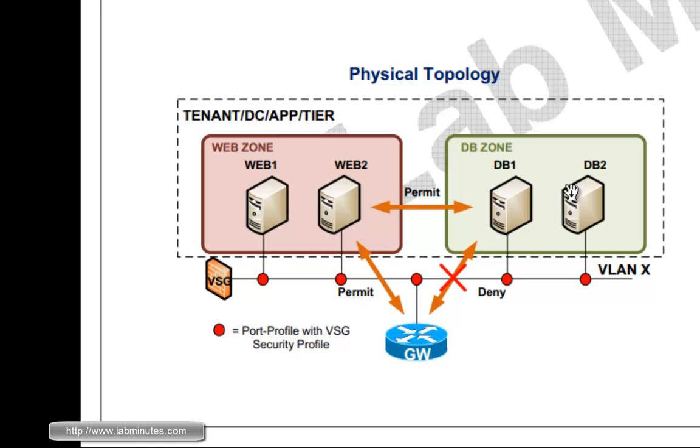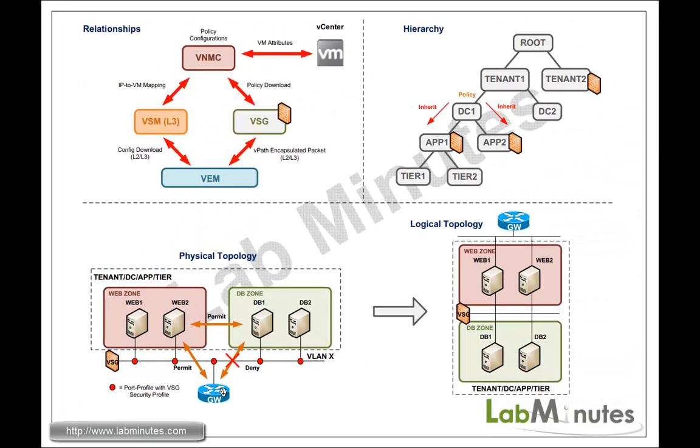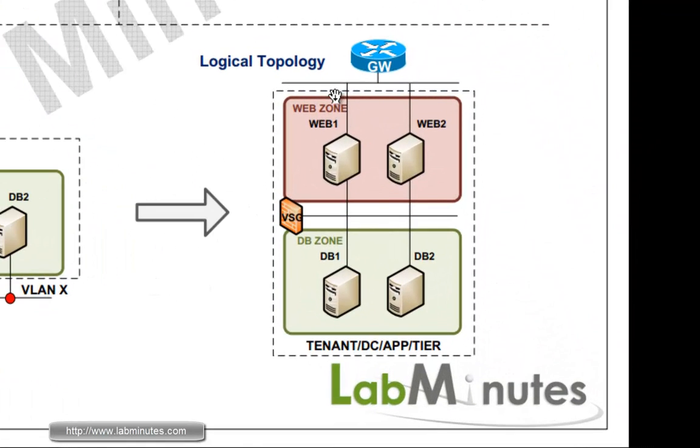In this example, we allow servers in the web zone to communicate with the database servers and the outside world, while no direct communication between the database servers and the outside world is allowed. This essentially creates a logical topology that looks something like this, without a need for multiple VLANs or IP subnets. Remember, this can happen at any of these organization levels, whether it is the tenants, data center, apps, or tiers.